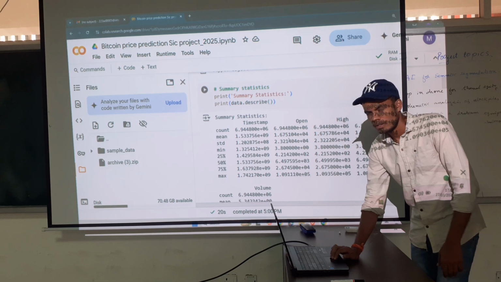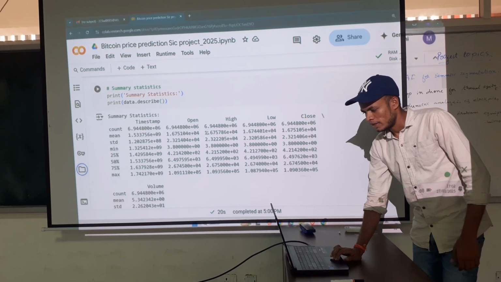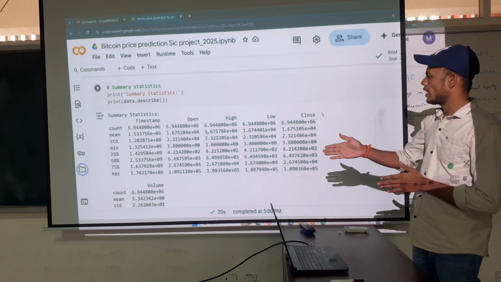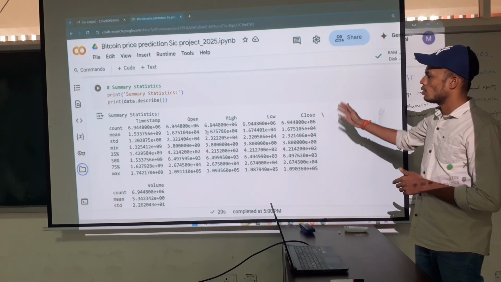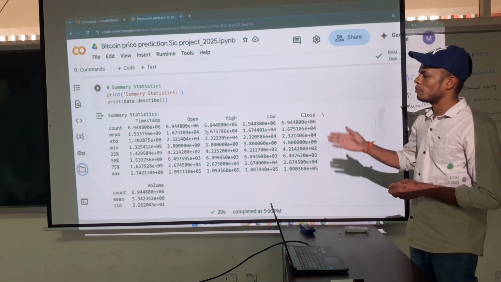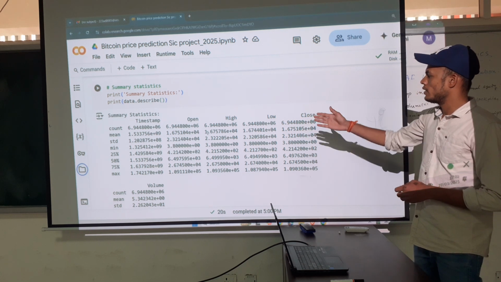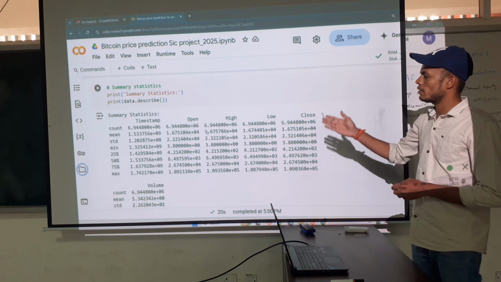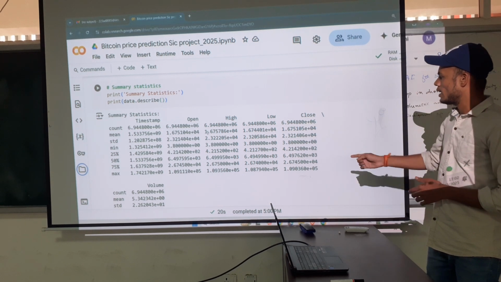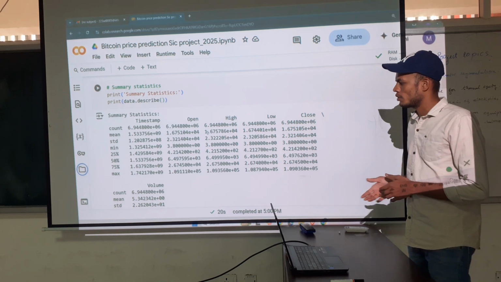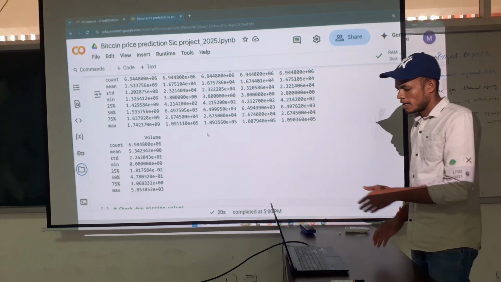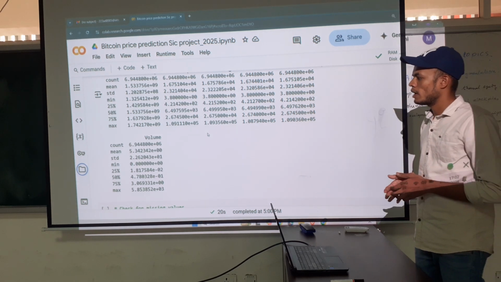And this is the summary statistics of the dataset, and we have open values, high values, low values, and also close values. Open means the Bitcoin price open value, high means the Bitcoin value increases, and low means the Bitcoin minimum value, and this is the time where the Bitcoin closes. We also calculated the mean, standard deviation, minimum, and maximum of the Bitcoin.